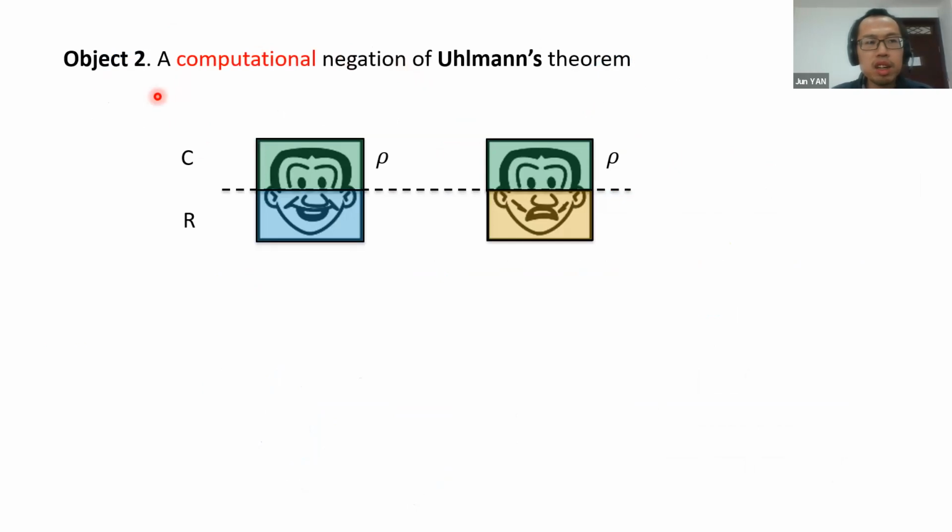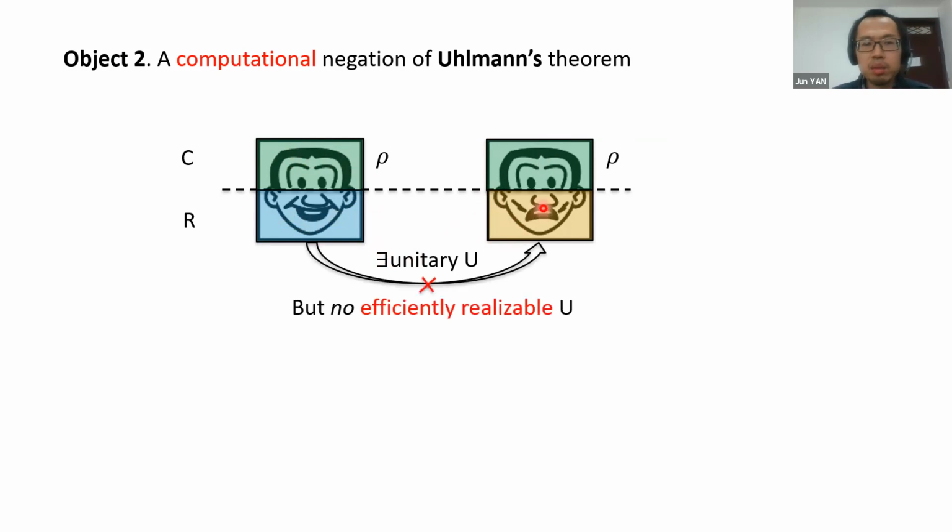Now let's turn to the second object. It can be viewed as a computational negation of Uhlmann's theorem. Consider these two quantum states. They are identical in the register C, but different in the register R. So Uhlmann's theorem ensures that there exists a unitary U that can transform the left state to the right state. Here, we impose some complexity assumption that such U is not efficiently realizable.